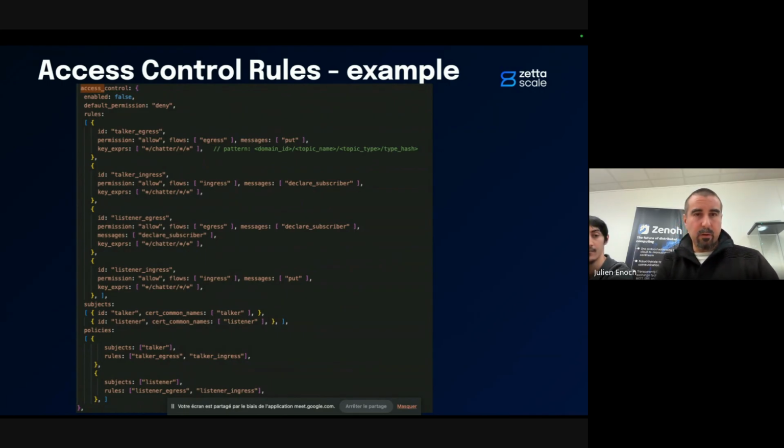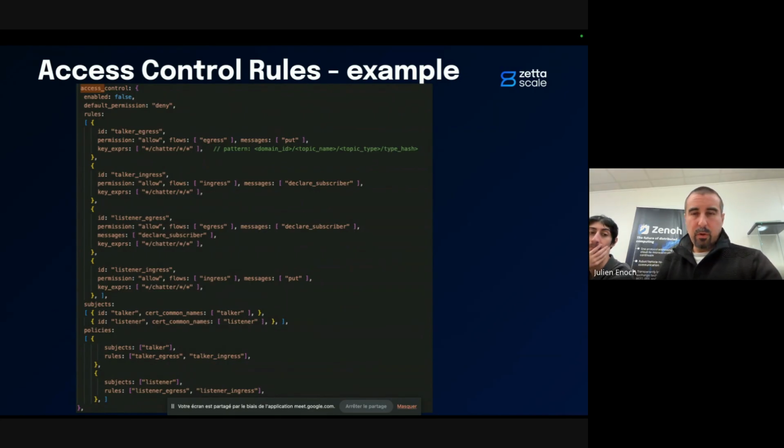So here, when I put star/chatter/star/star, it means any domain, the chatter topic name with any topic type and any type hash. To enforce the security, I could probably set the exact topic type and the exact topic type hash that are used by ROS 2. So that's for the egress rule for the talker.